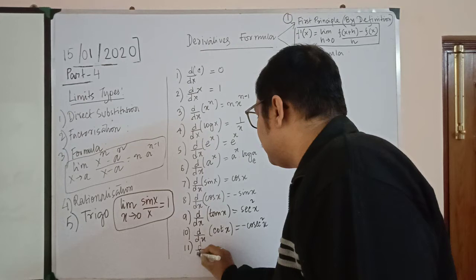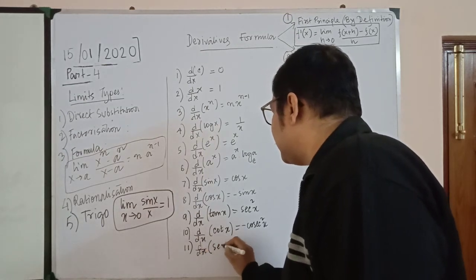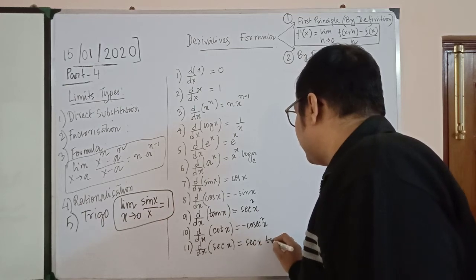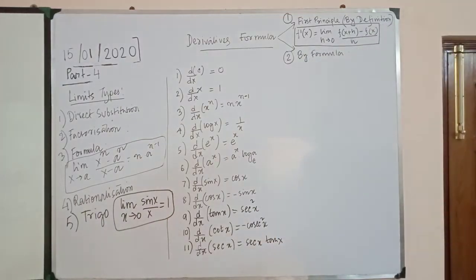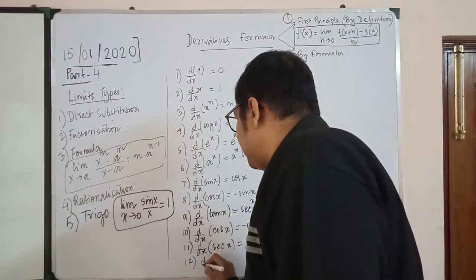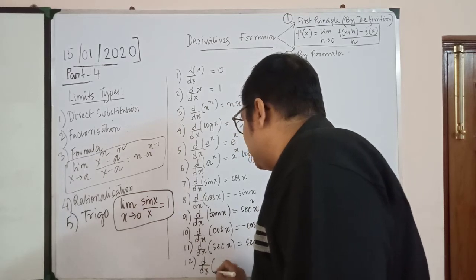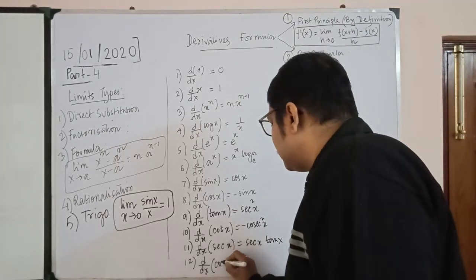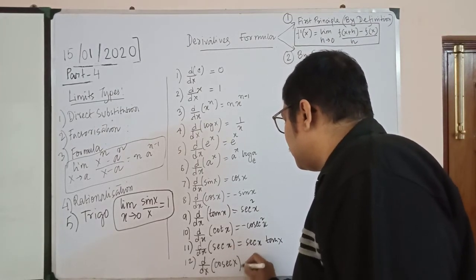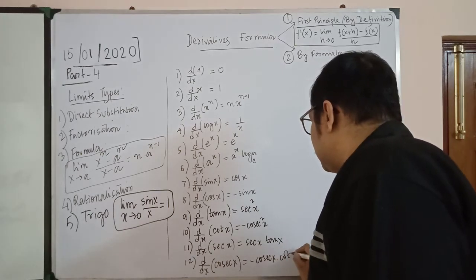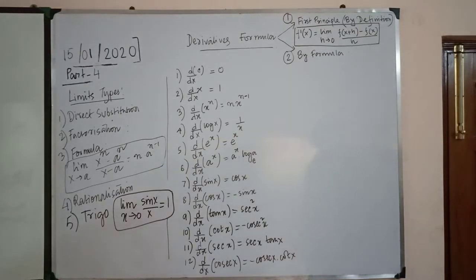d/dx of sec x is sec x tan x. And the last one, for the time being, I write d/dx of cosec x. So these are there in our syllabus up to number 12. This is minus cosec x cot x multiplication. Okay. So I will tell you a short trick to remember all this.